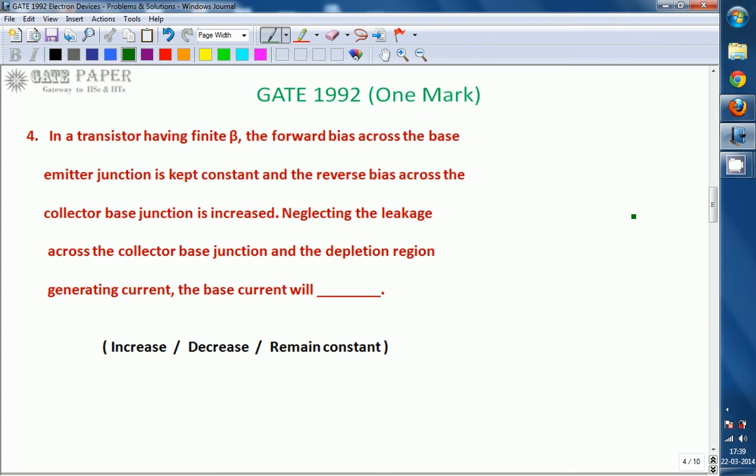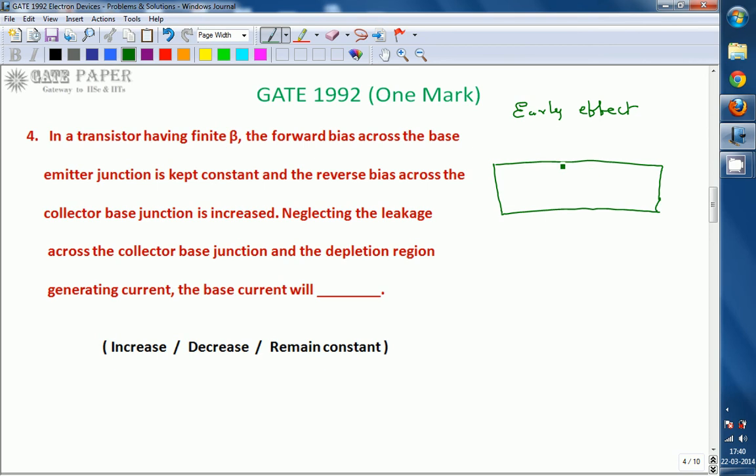So this question is directly related to one phenomenon which we have studied in the BJT, called early effect or base width modulation. Early effect, the other name for this is base width modulation. We know that whenever a transistor acts as an amplifier, it must be in the active region. Active region implies that the emitter base junction must be forward biased and the collector base junction must be reverse biased.